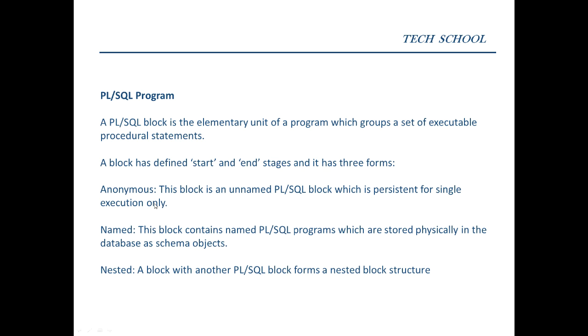Okay. So there are three types of blocks: anonymous block, named block, and nested block. Anonymous, as the name implies, means there is no name for that block. So it cannot be stored as a schema object in the database, and it persists only for that single execution. It is not saved anywhere. Named block, as the name suggests, has got a name, so it can be stored in the database as a schema object. As a result, it can be invoked as and when required. Then the nested block. This is a block within another block and forms a nested block structure.